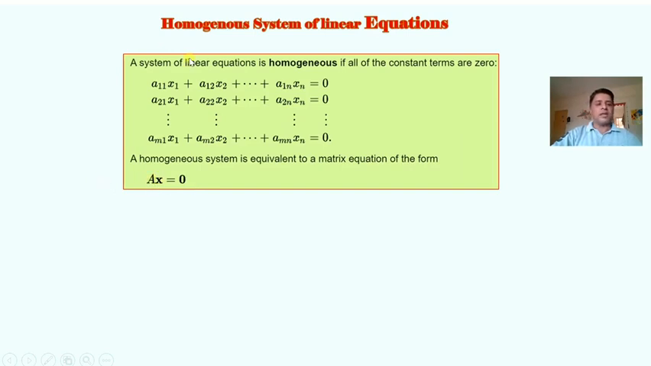Now what is this A? A is the coefficients of the variables on the left hand side. So a11, a12, a1n, a21, a22, a2n, and am1, am2, and amn, all these coefficients form the matrix A. X is all the variables, that is x1, x2, and up to xn, where all the variables are involved in this matrix X, and the right hand side is 0.